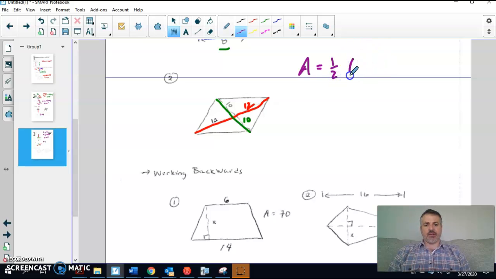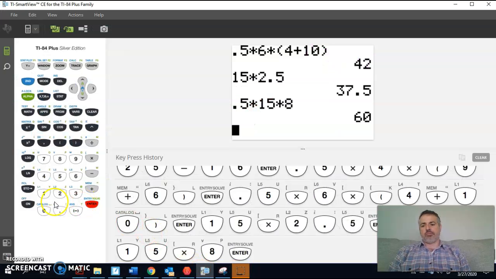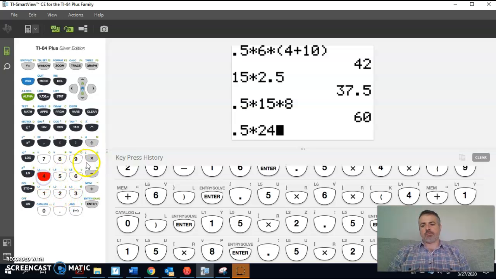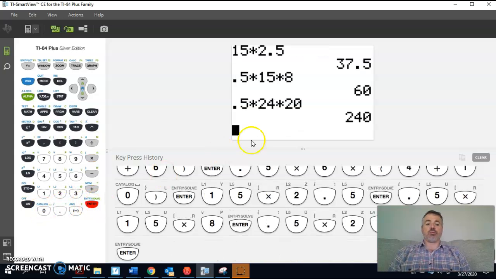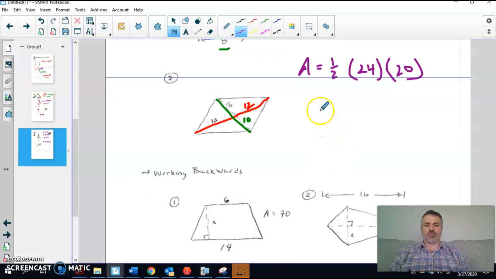I would just put my diagonals in there then. One was 24, the first one I found. Then the other one was 20. So like I said, I would just put it into the calculator just like that, using 0.5 for the half. So I'd do 0.5 times 24 times 20, which works out to be 240. So that is 240 square units, whatever the units are.